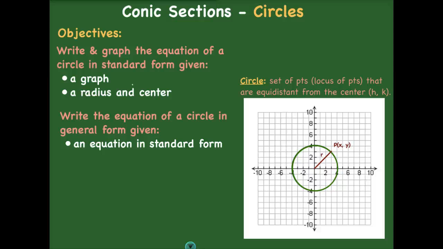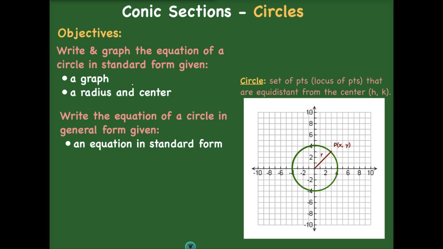In today's lesson, we will begin to explore conic sections with circles. Our objectives are to write and graph the equation of a circle in standard form, given a graph, or a radius and center. Also to write the equation of a circle in general form, given an equation in standard form. Let's go ahead and look at what the definition of a circle says.